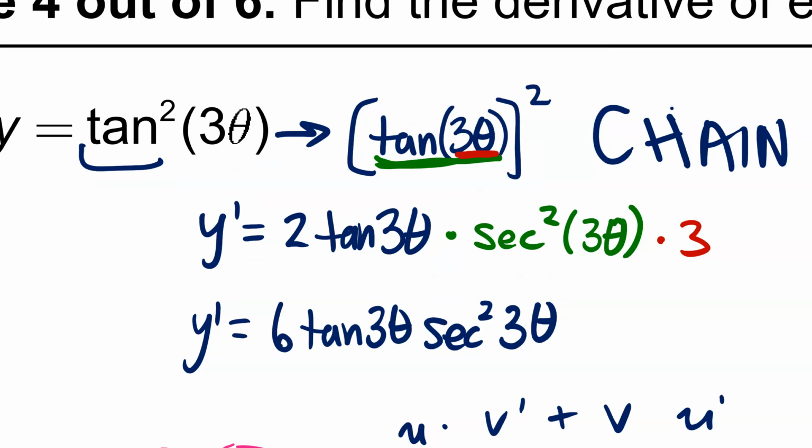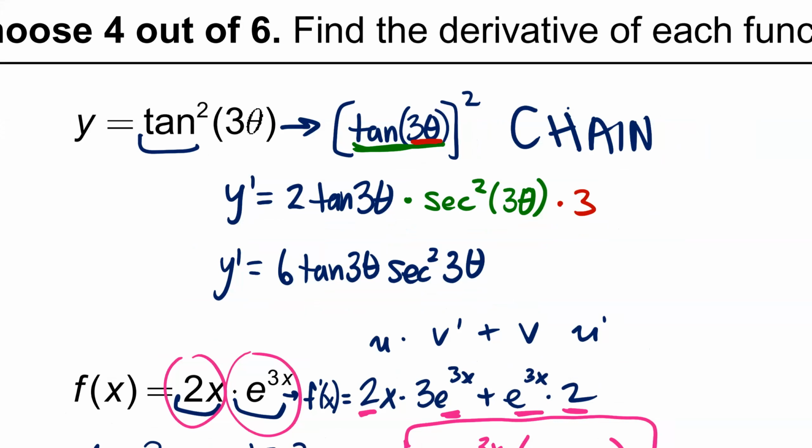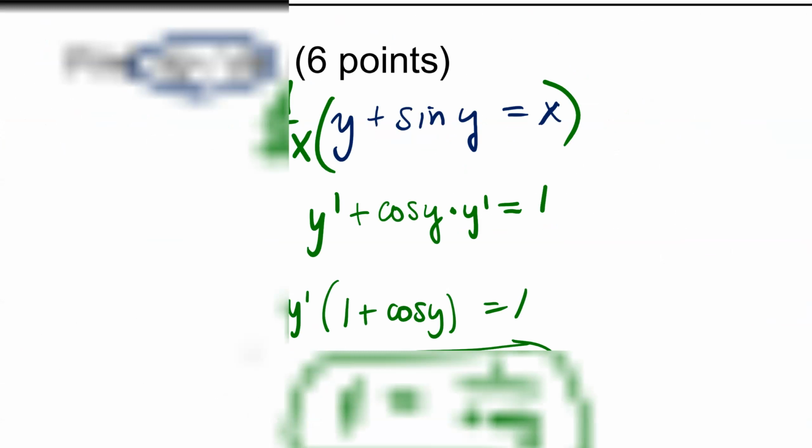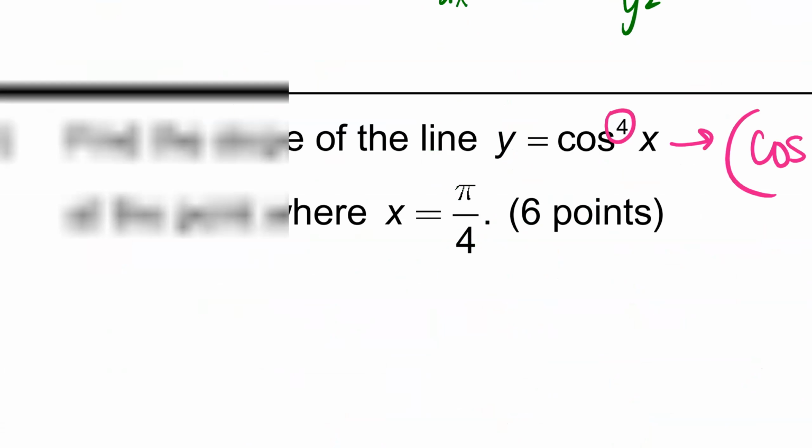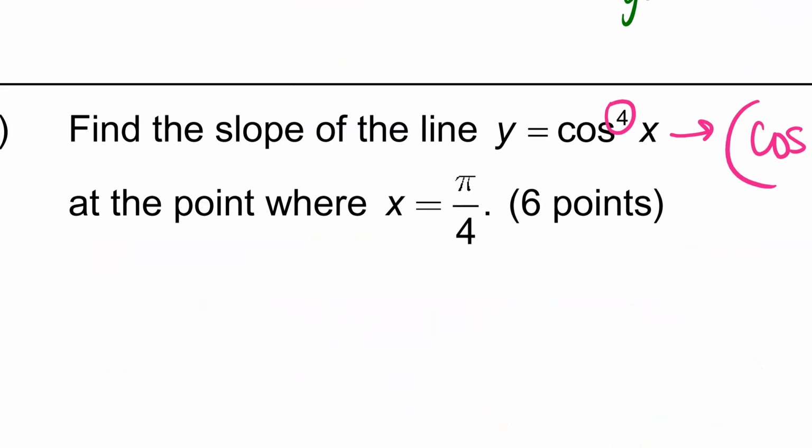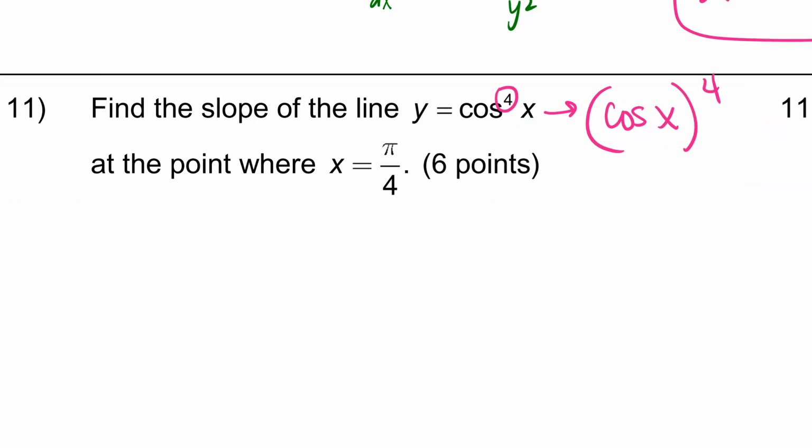Just make this a rule for yourself. Whenever you see a trig function to some power, rewrite it so the parentheses are on the outside with the exponent. That's why I always rewrote it in class, so you can see this whole thing is to an exponent. Because cosine to the 4th power's derivative is not negative sine to the 4th. We have to use chain rule.